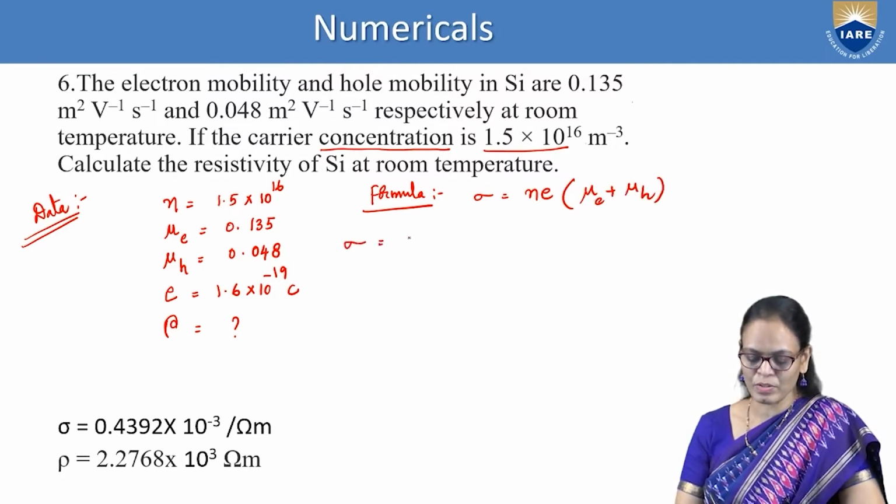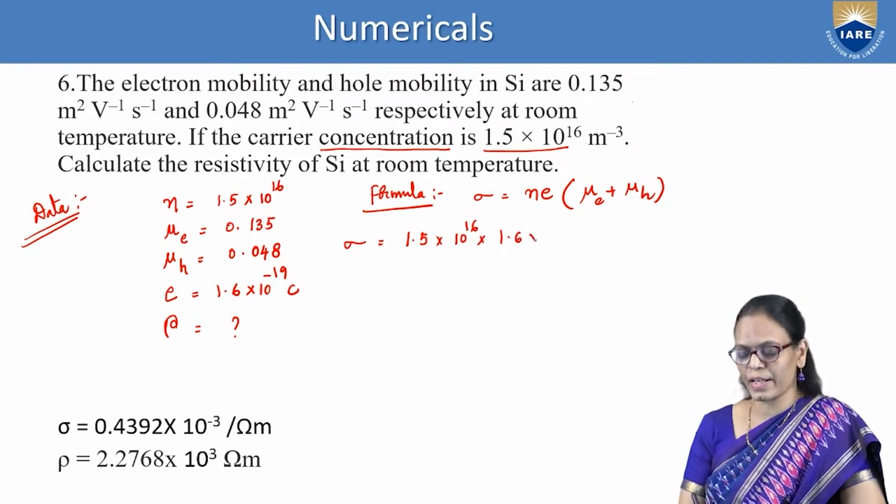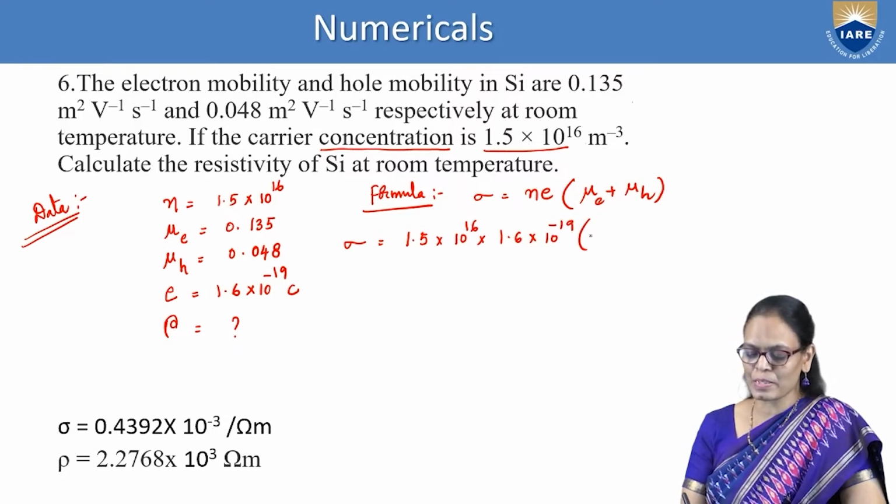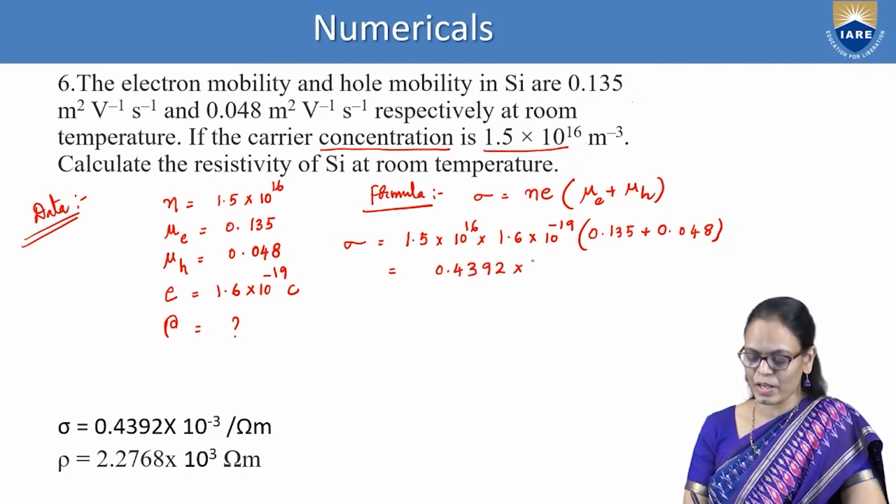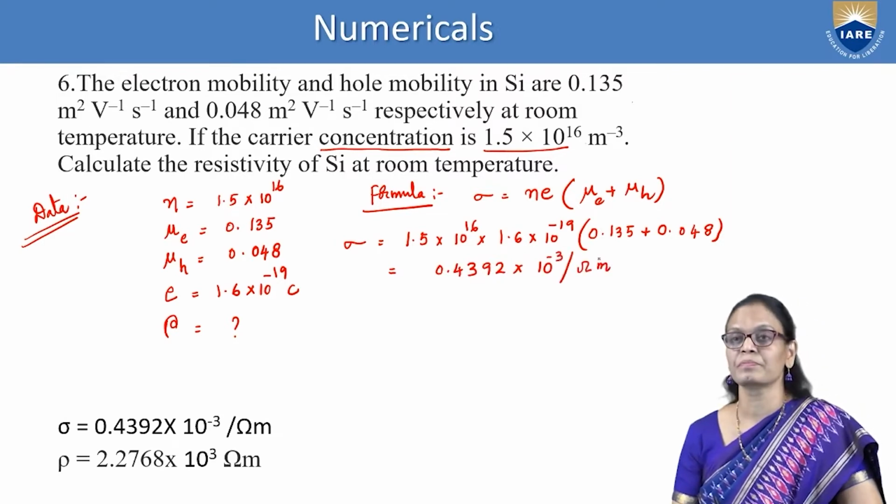So sigma is equal to, substitute for N first: 1.5 into 10 power 16. For E, 1.6 into 10 power minus 19. Then mu E plus mu H, 0.135 plus 0.048. So you simplify, you get 0.4392 into 10 power minus 3 per ohm meter.